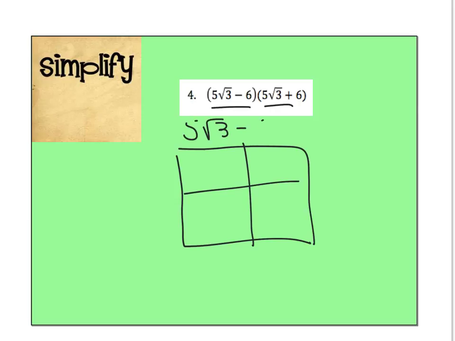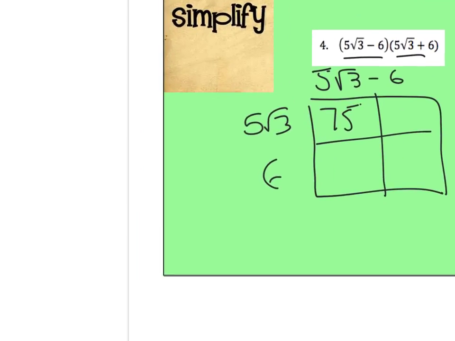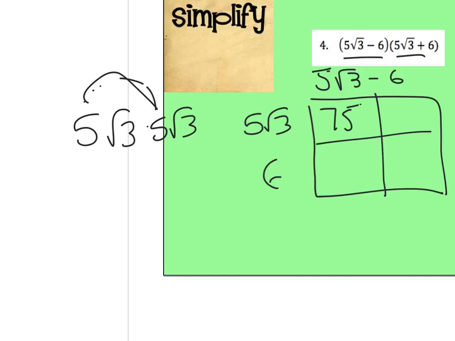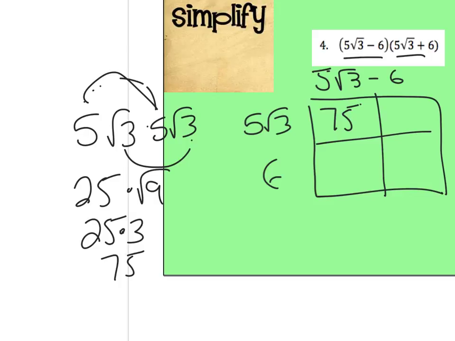5 square root of 3 minus 6, 5 square root of 3 plus 6. So in here I end up getting 75, and I'll draw over here kind of why. I get 5 square root of 3 times 5 square root of 3. And remember the rules: I multiply the outside, I multiply underneath. So that becomes 25 times the square root of 9. Square root of 9 is 3. So that is where I get 75.